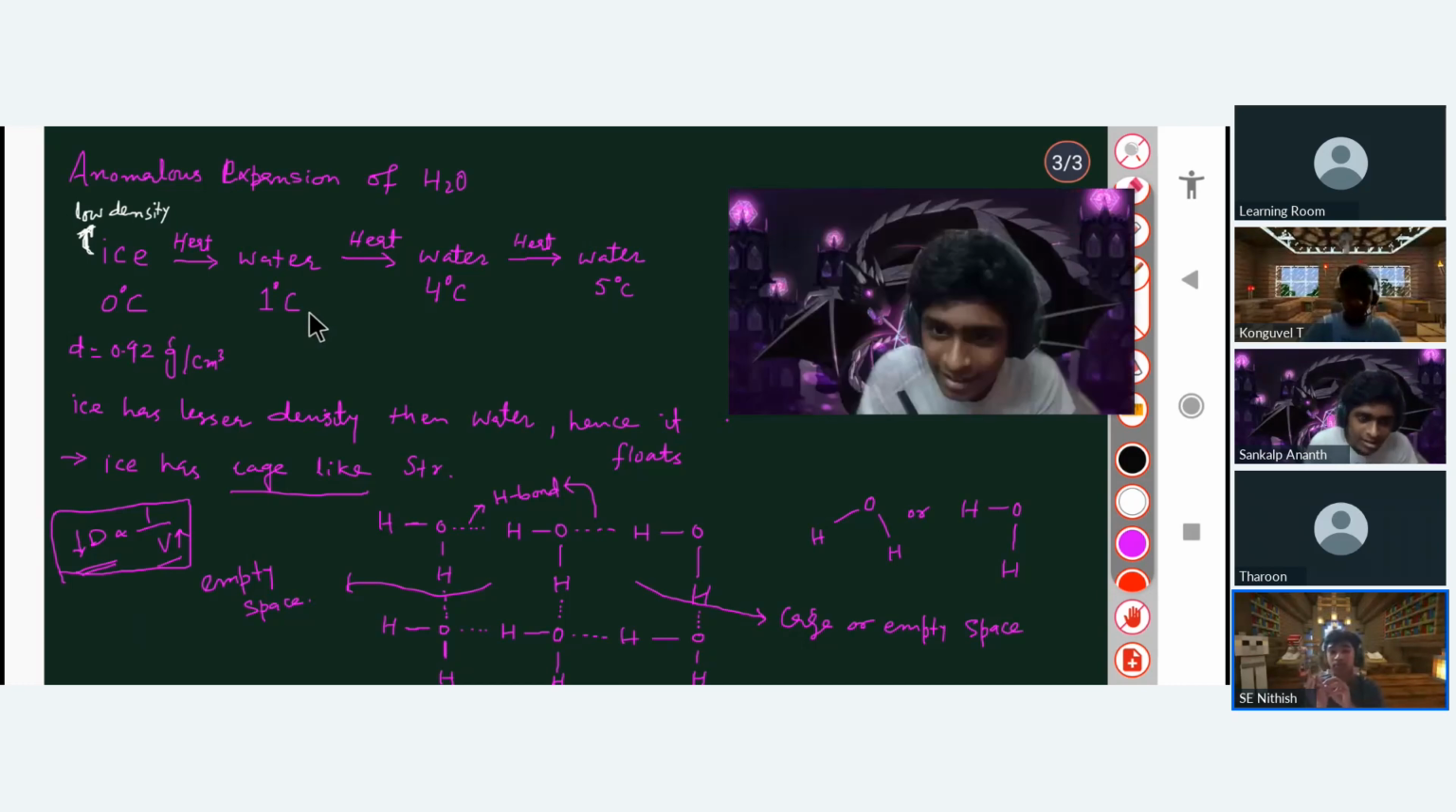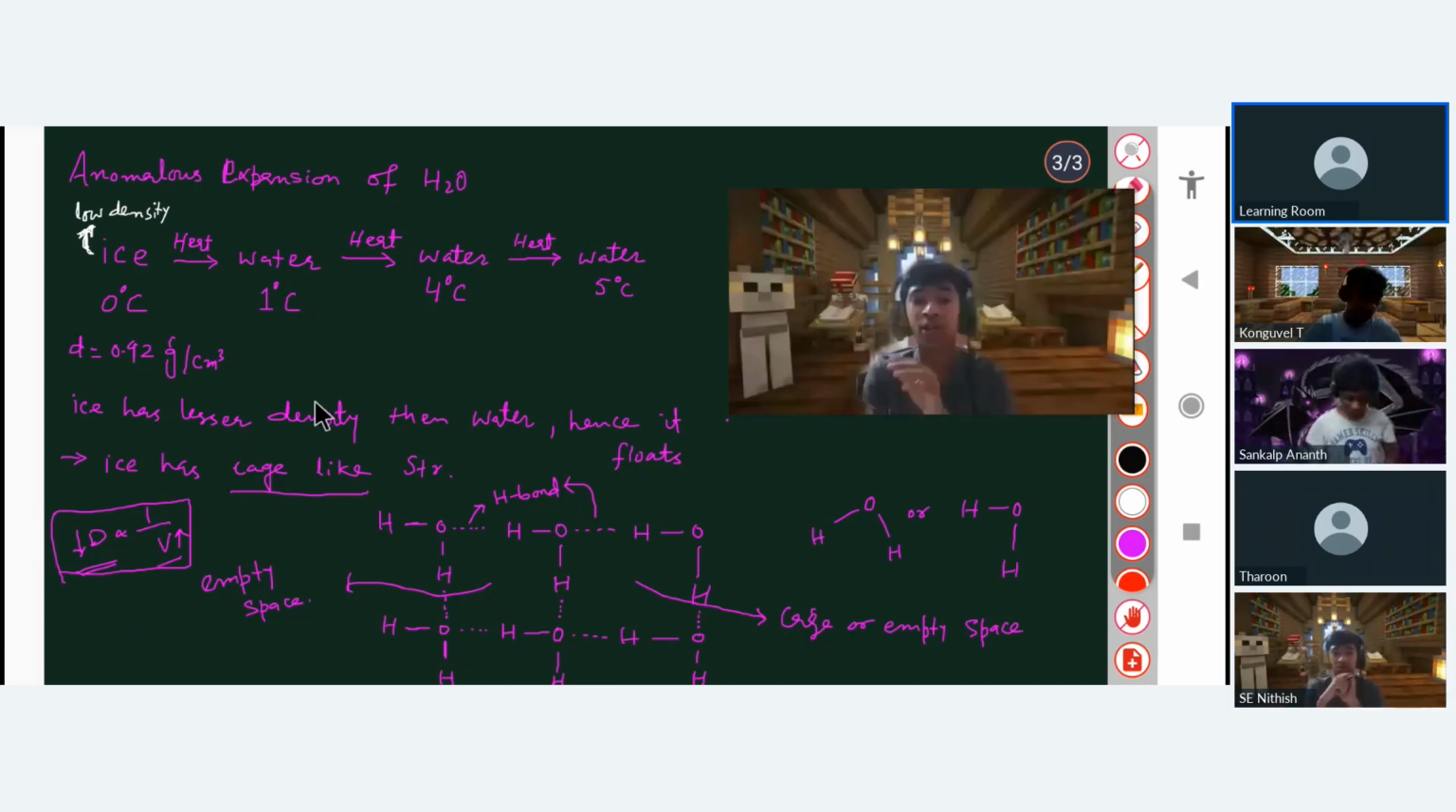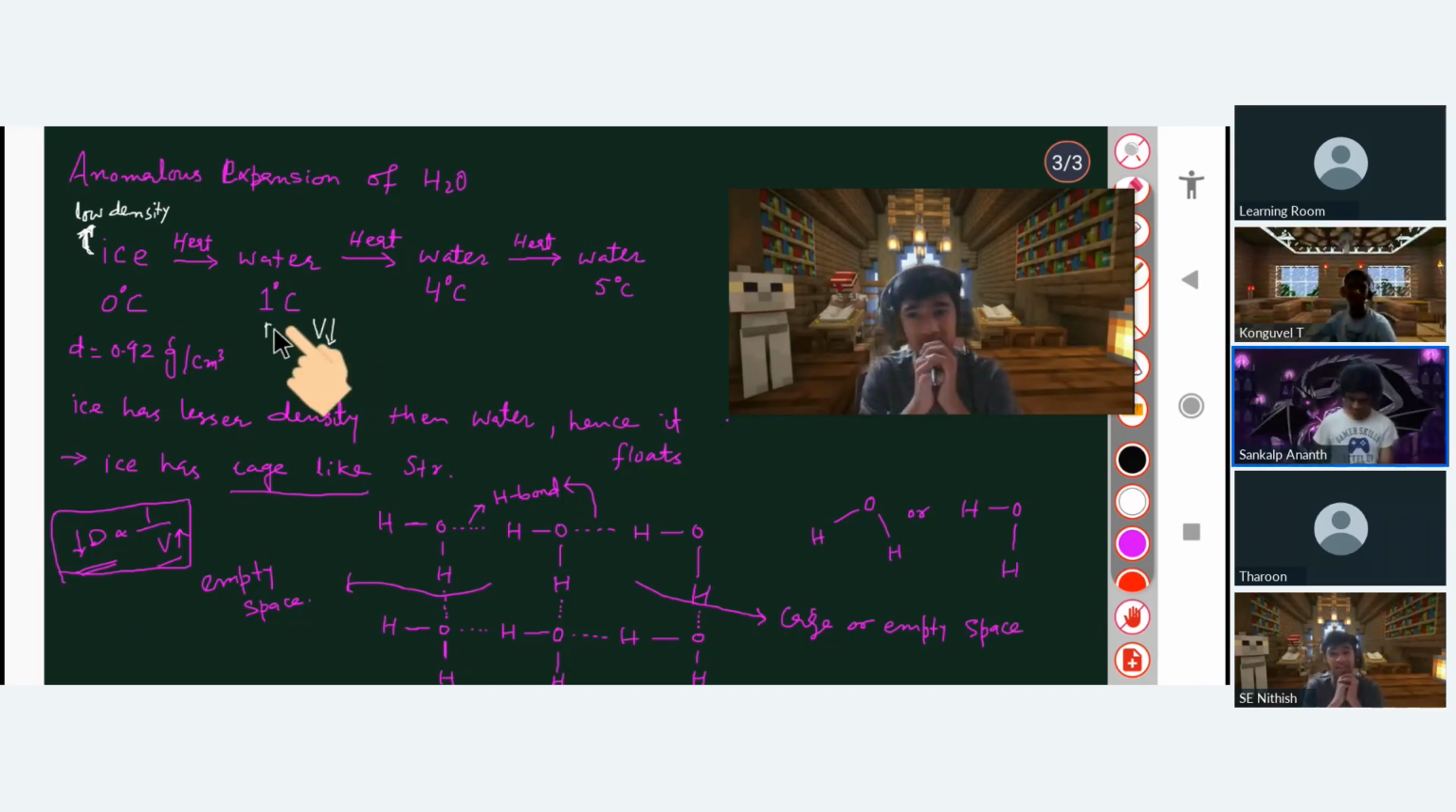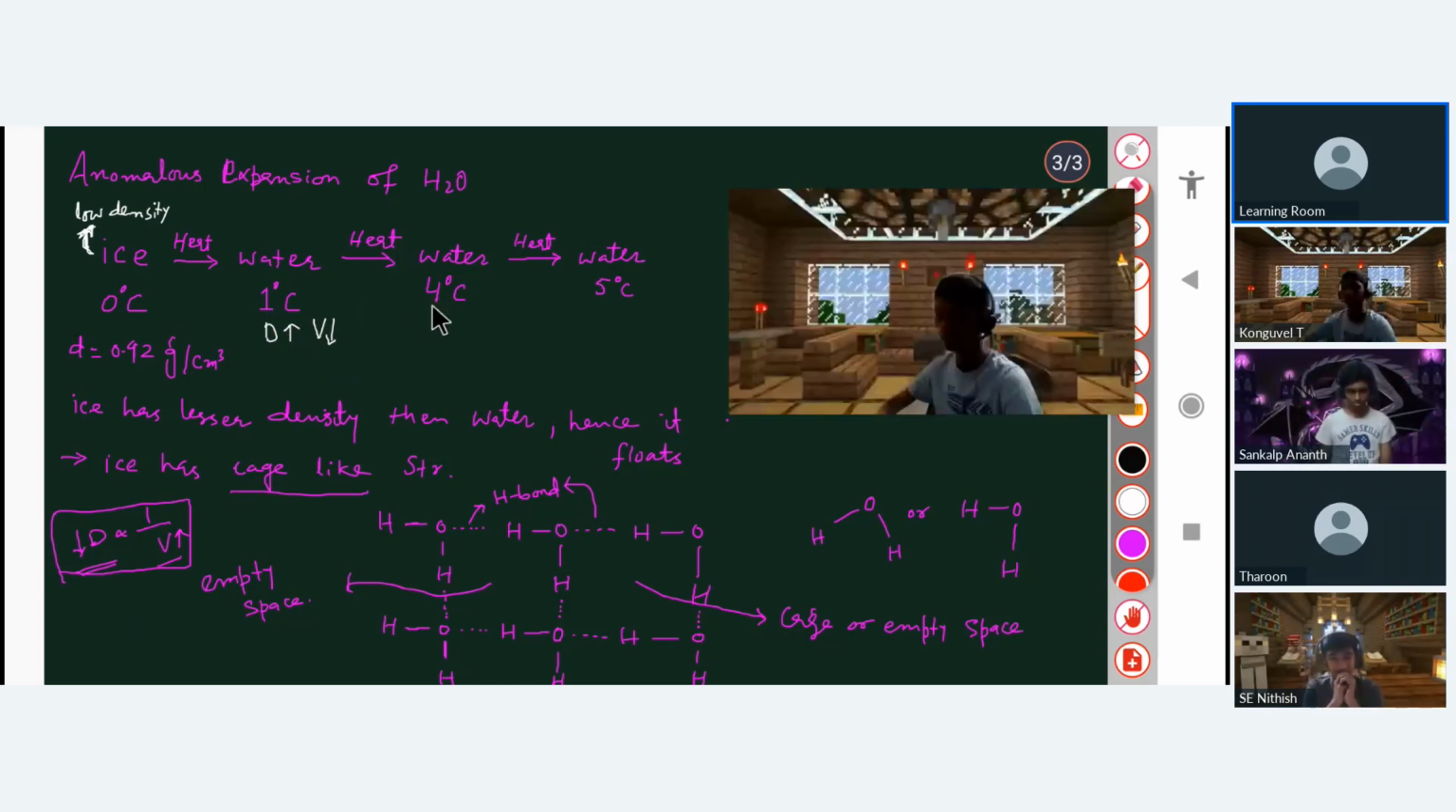Upon heating, some hydrogen bonds will break. So that means water molecules will come close. That means the cage will now break, so volume will decrease. When volume decreases, what will happen to the density? It will increase, sir. Yes, exactly. Now again, I'm heating it up to 4 degrees Celsius. This is a very important point which you have to note down: at 4 degrees Celsius, volume again decreases. And when volume decreases, that means density will also increase, right?